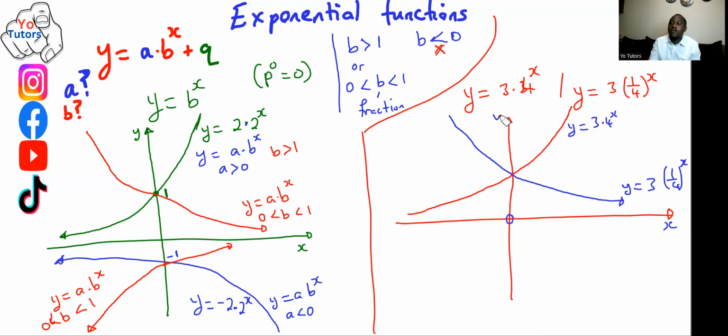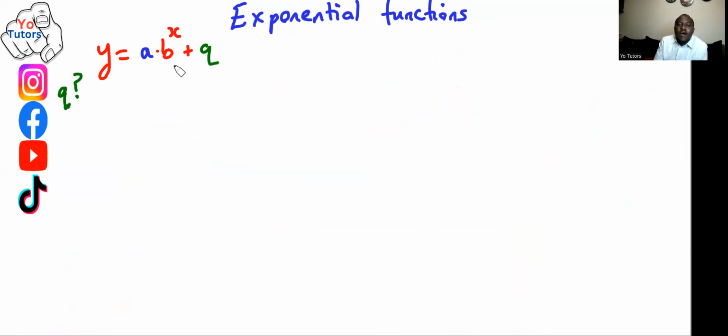It's a reflection along the y-axis. If a is negative, it's a reflection along the x-axis. So that's what we just need to remember in terms of a and b. What about in terms of q now? What does q do? Q, like always, it's a vertical shift. Q is a vertical shift, so it means you're either going up or going down. That's what you need to remember, guys.